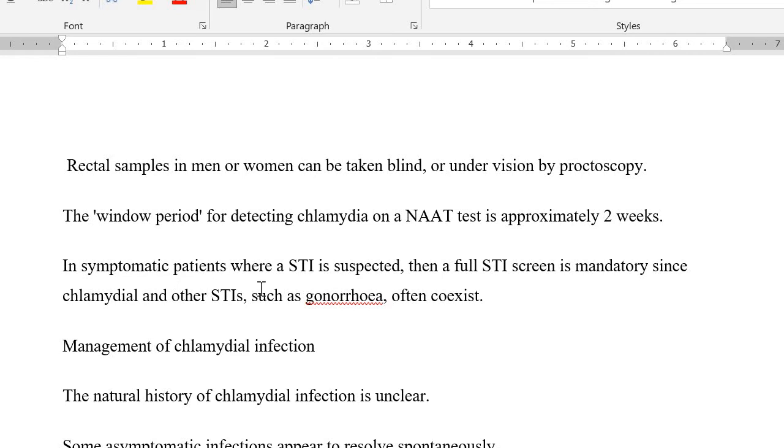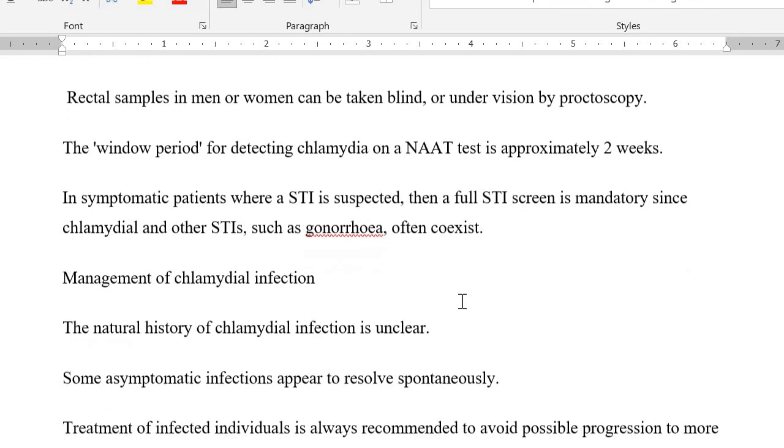So in a symptomatic patient where the STI is suspected, a full STI screen is mandatory, since chlamydia and other STIs such as gonorrhea can often coexist. So how do we manage chlamydial infections? The natural history of the chlamydial infection is unclear.